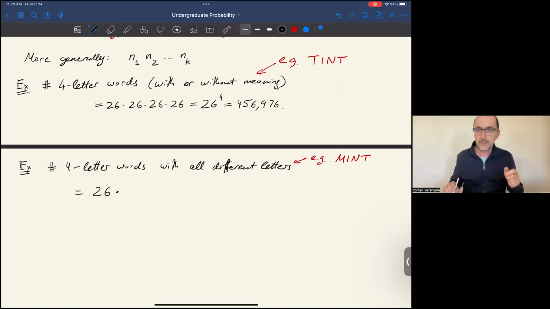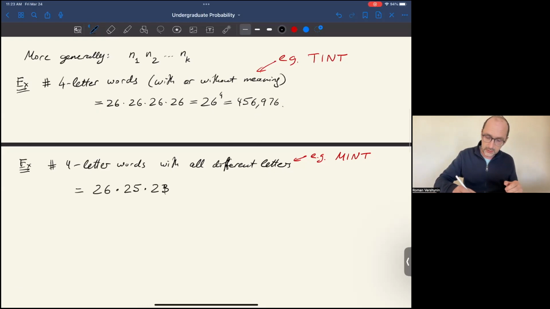The second letter, this is a trick. The second letter can potentially be chosen in 26 ways, but we disallow the first letter, right? We cannot repeat the first one. So there are only 25 possible selections for the second letter. For the third letter, we cannot repeat the first 2, and that leaves us with 24 possible selections, sorry, for the third letter. And then the 4th letter cannot repeat any of the first 3 already chosen.